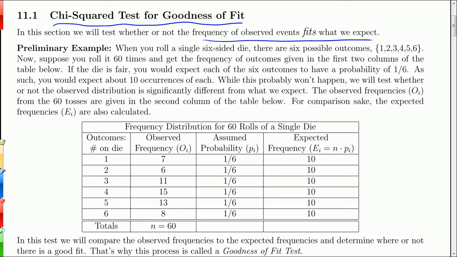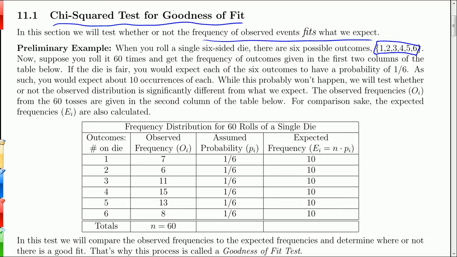Suppose you roll a single six-sided die 60 times. The outcomes on a six-sided die are 1 through 6. You roll it 60 times and you get the frequency of outcomes given in the first two columns. So when you roll it 60 times, you got 7 ones, 6 twos, 11 threes, 15 fours, 13 fives, and 8 sixes. And what we're going to test is whether those observed outcomes match or fit what we would expect.